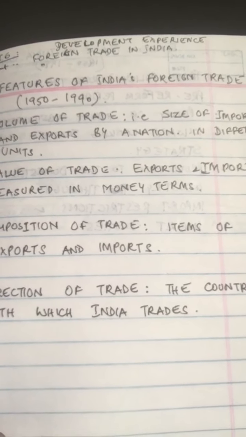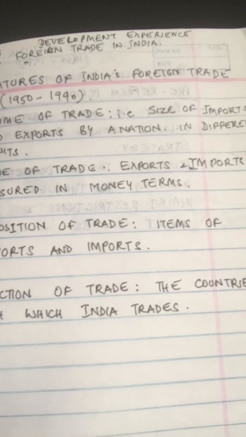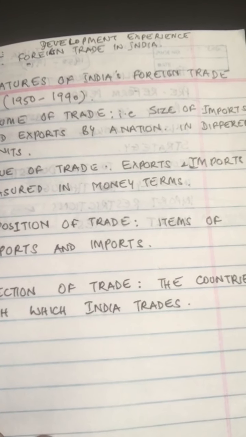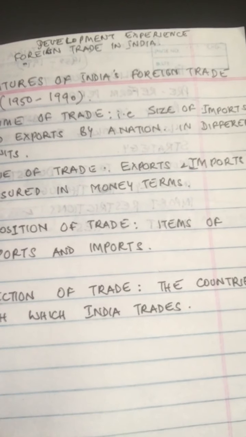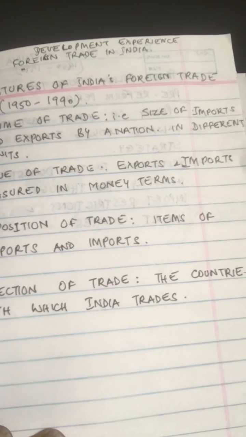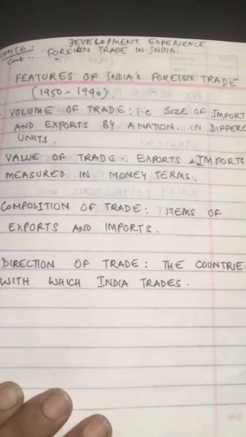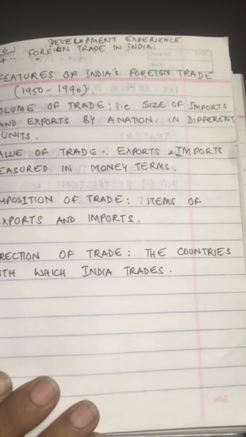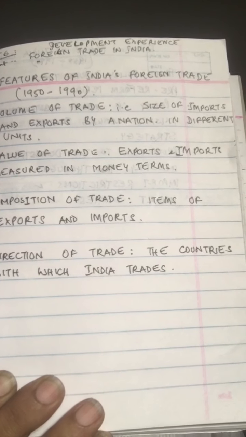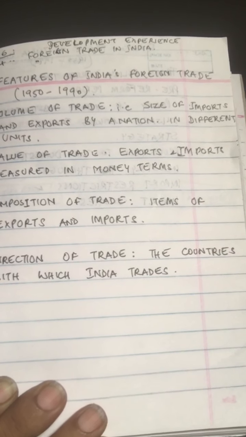So mostly we've had a trade deficit. In some years, excepting years like 1972 and 1976, we did have a little trade surplus. But the net exports have tended to rise over the years. Another thing noticed in this period was that India's share in global trade actually declined from 1.8% in 1951 to 0.6% in 1990.